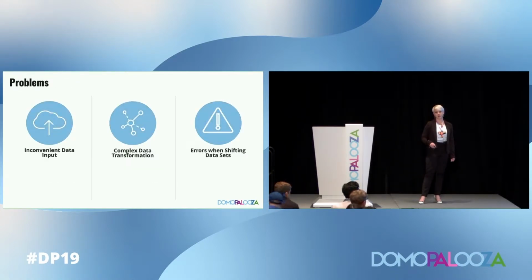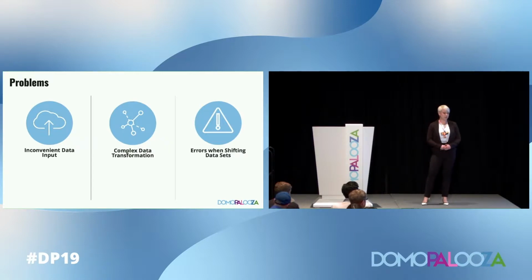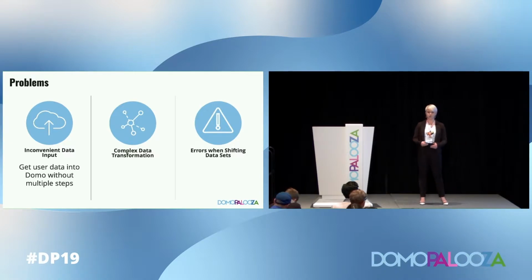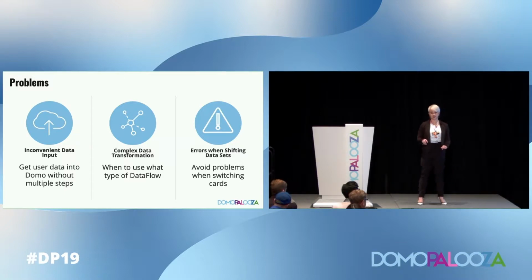Specifically, we're going to be talking about a few issues and problems that I've encountered in my past and just how we got over it. So first of all, we're going to talk about inconvenient data input and getting user data into Domo without multiple steps and streamlining that process, as well as complex data transformation and when to use what type of data flow, and also errors when shifting data sets. So when you shift cards from one data set to another, a lot of times you encounter a lot of errors, so we're going to talk about ways to avoid that.